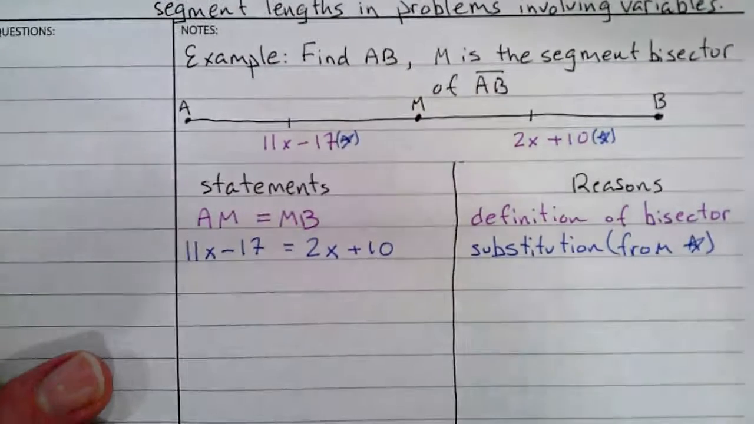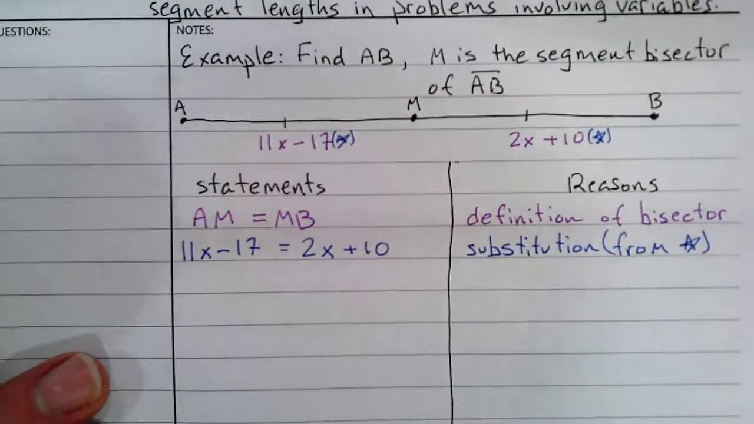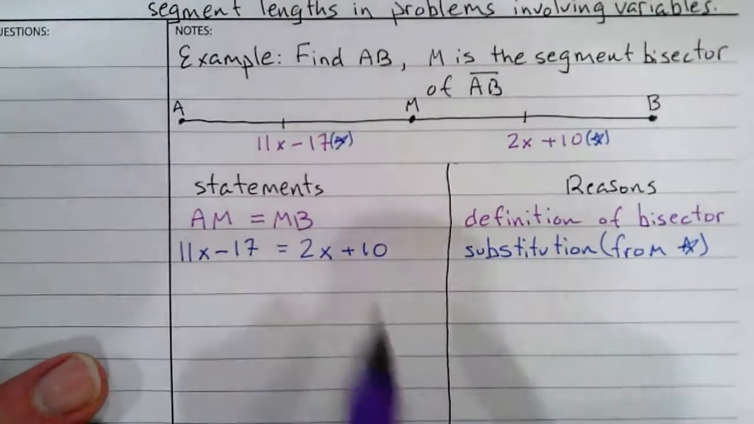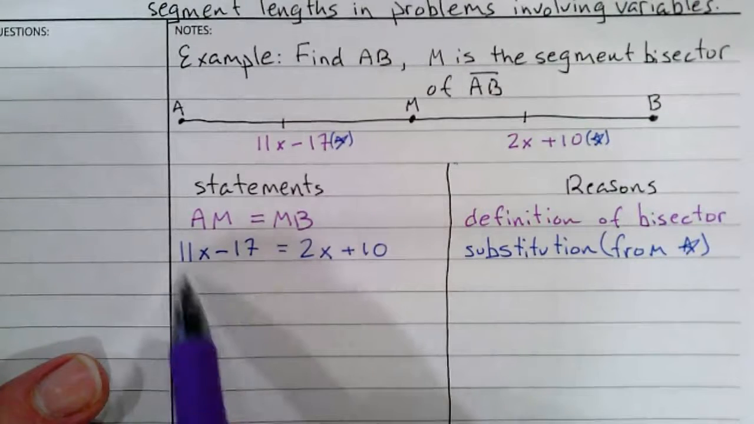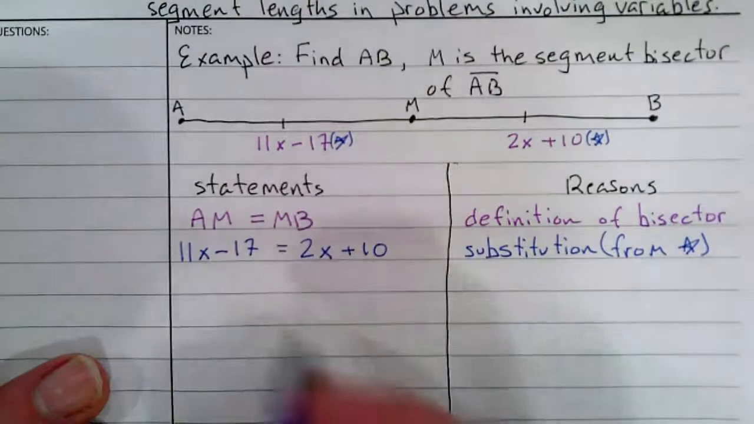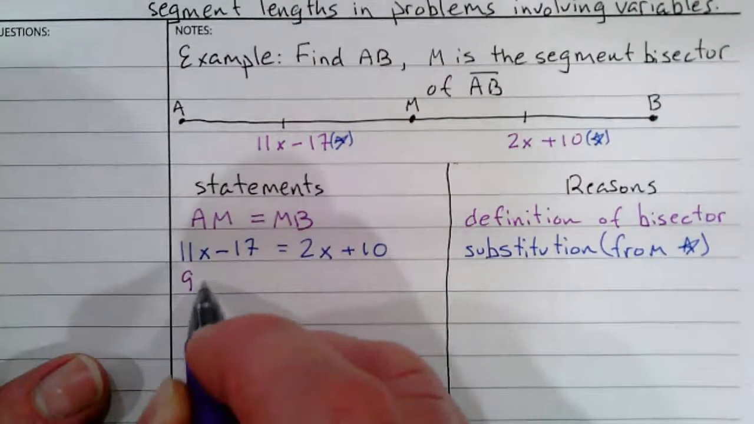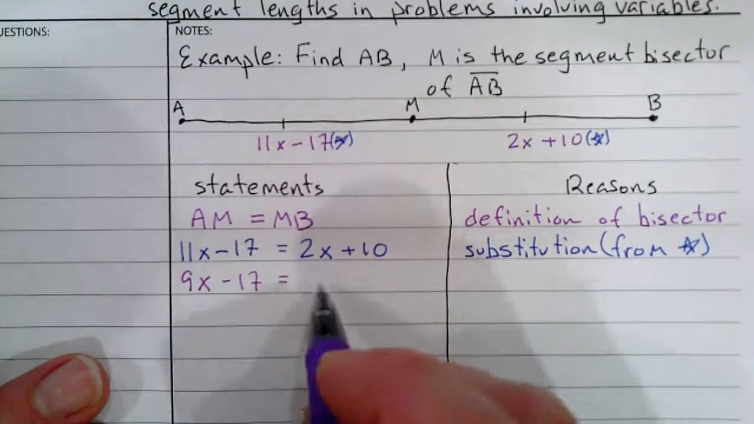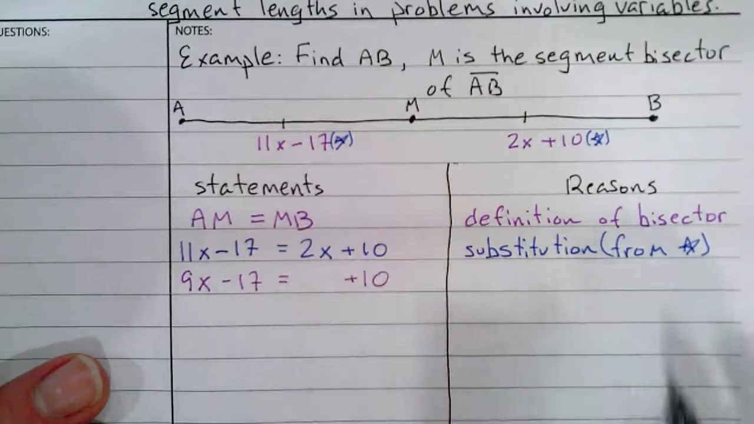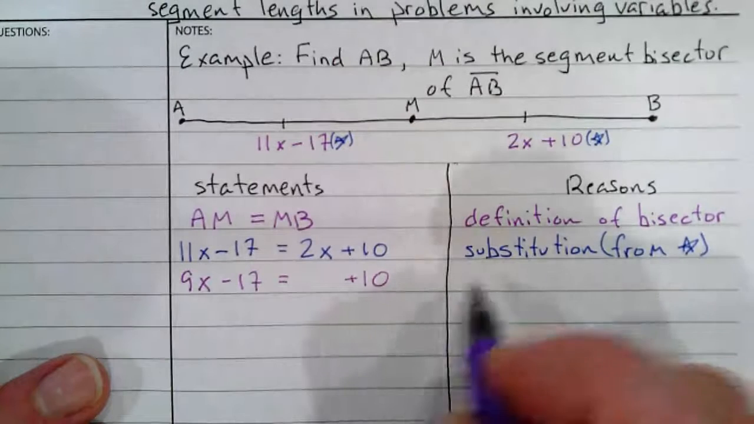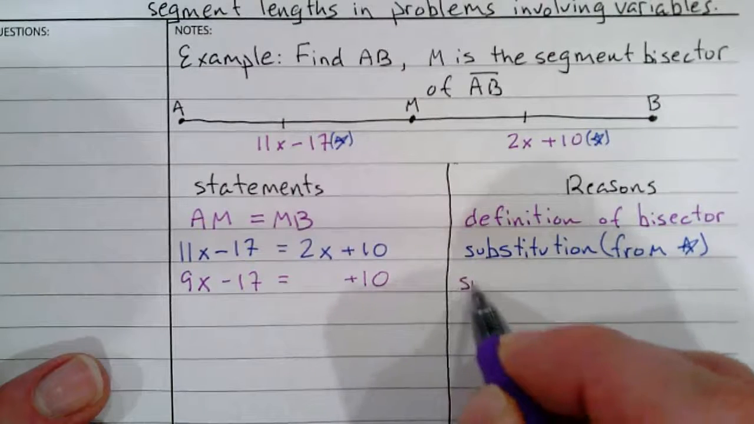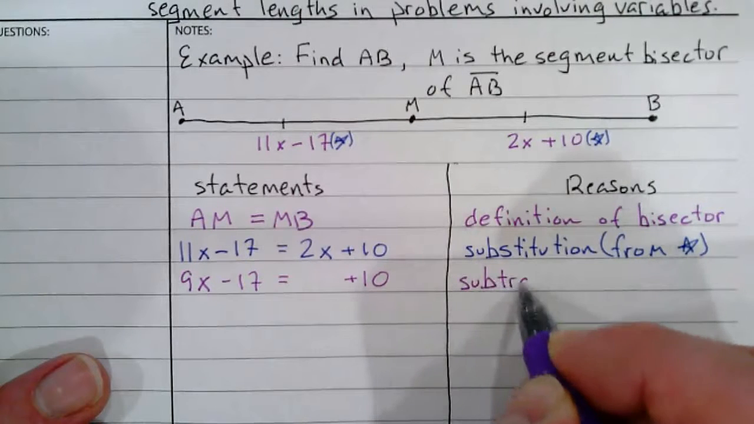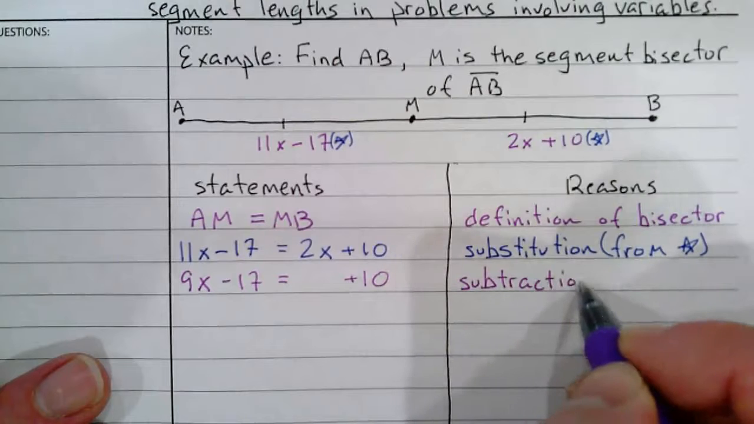Next, we're going to want to get all our variables on one side. I've got 2x here, 11x here. I'll take 2x away from both sides. That's going to leave us with 9x here, and just this positive 10 over here. We had to take away 2x, so that was the subtraction property.